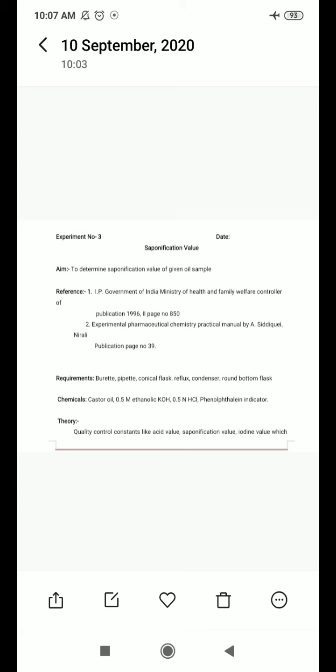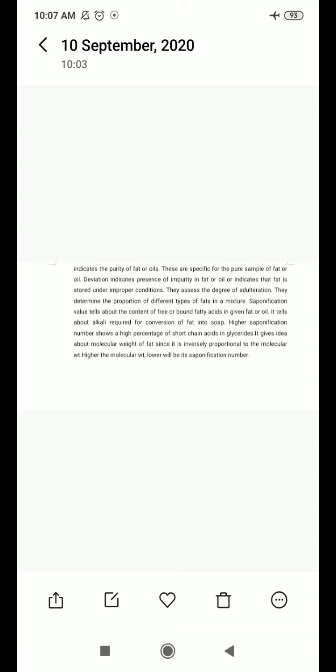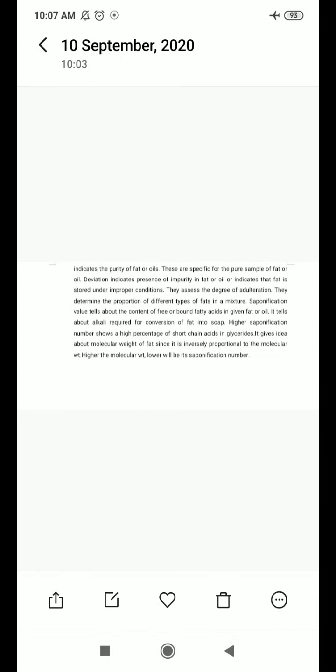Theory. Quality control constants like acid value, saponification value and iodine value indicate the purity of fat or oils. These different constants are known as quality control constants. Quality control means we have to control the quality; by using the standard values for these constants we can say that a particular sample is pure, or impure, or degraded. These are specific for a pure sample of fat or oil.